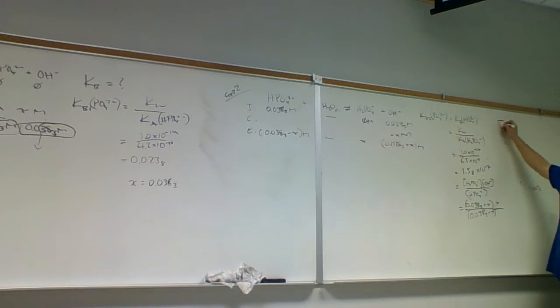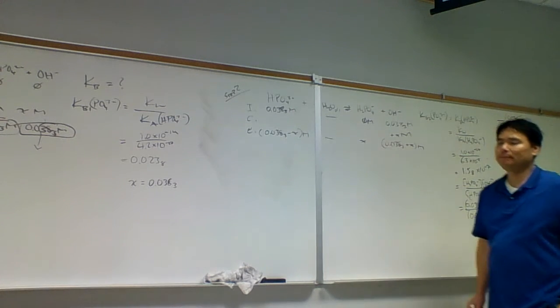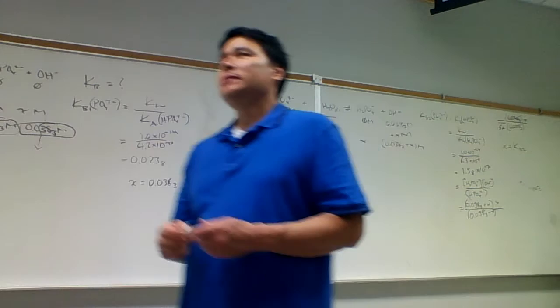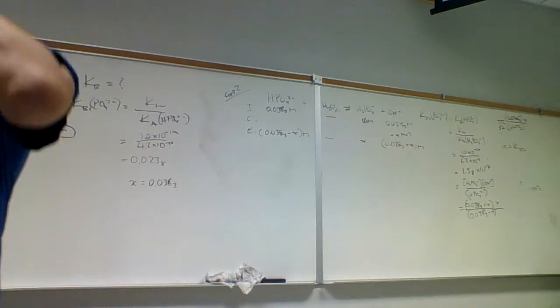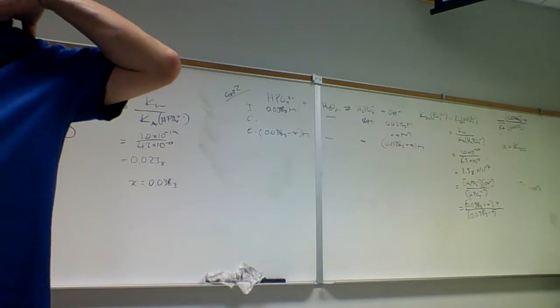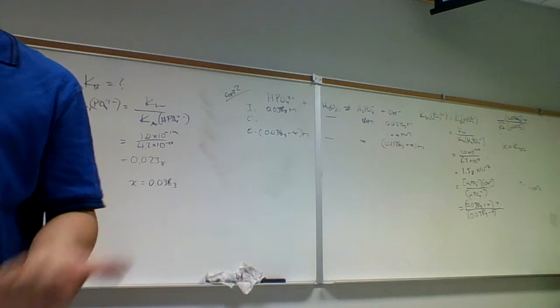Then I use that simplifying assumption. If I use the simplifying assumption, then this goes to 0.0383 times x, and the bottom goes to 0.0383. Well, the 383's cancel, and I get x is equal to KB2. Your book does this. Your book says that x is equal to KB2? Well, it is in this case.